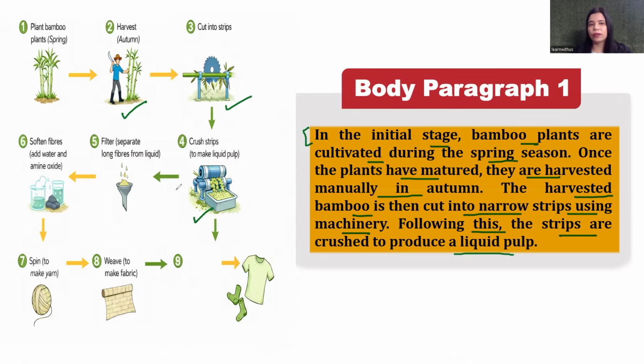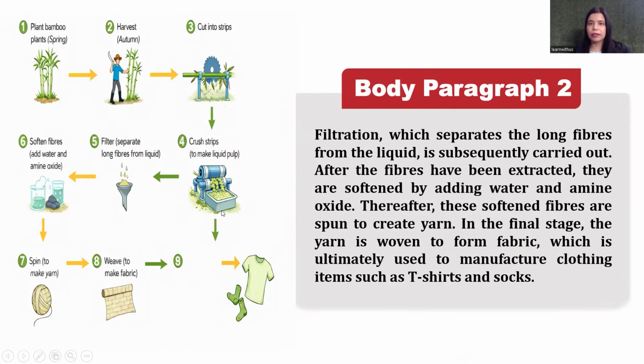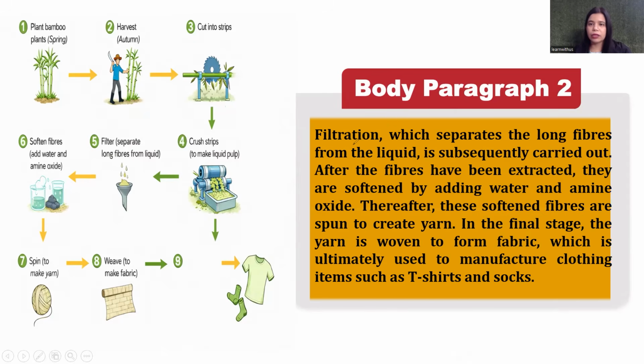Following this, the strips are crushed to produce a liquid pulp. So till the fourth step, out of 9 steps, we have covered it in the first body paragraph. That means the remaining 5 steps we are going to mention in our body paragraph 2. Let's see how we have done that. Next step is filtration. And this is what we are saying: filtration, which separates the long fibers from the liquid, is subsequently carried out. Subsequently means after that.